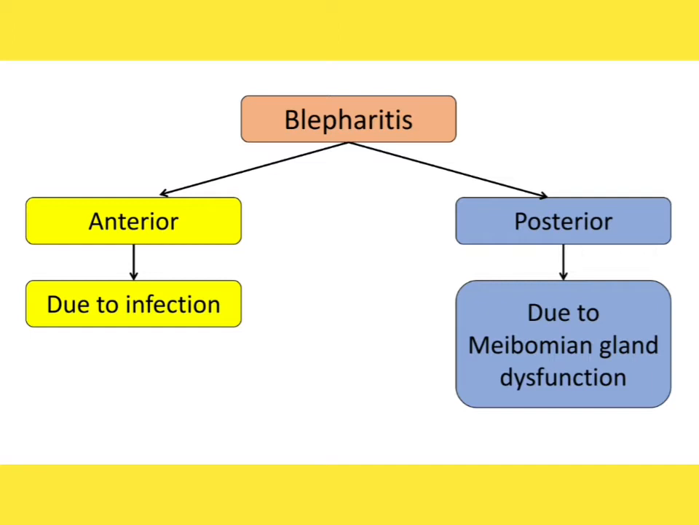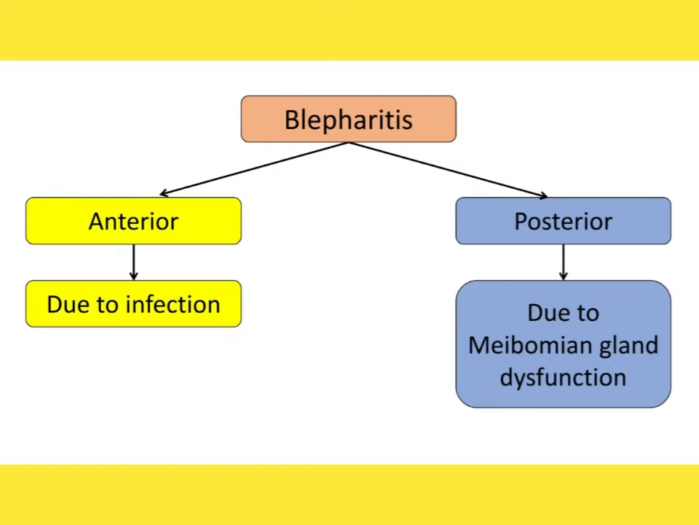Now, posterior blepharitis is mainly due to meibomian gland dysfunction. The meibomian gland is responsible for the lipid layer secretion in the tear film, which prevents the evaporation of the tear film. If this meibomian gland is not working properly and has some damage due to certain reasons, as I already discussed in a dedicated video on meibomian gland dysfunction, kindly take a look at that video to understand it properly. Due to that dysfunction, pathogens get a chance to infect. So this is a reason for blepharitis.